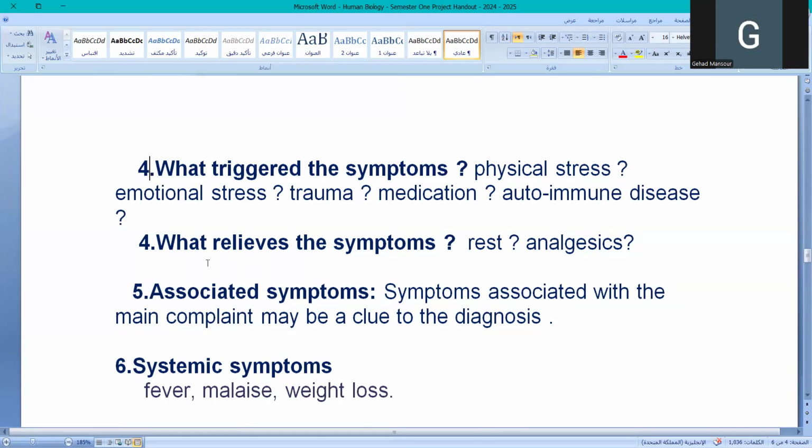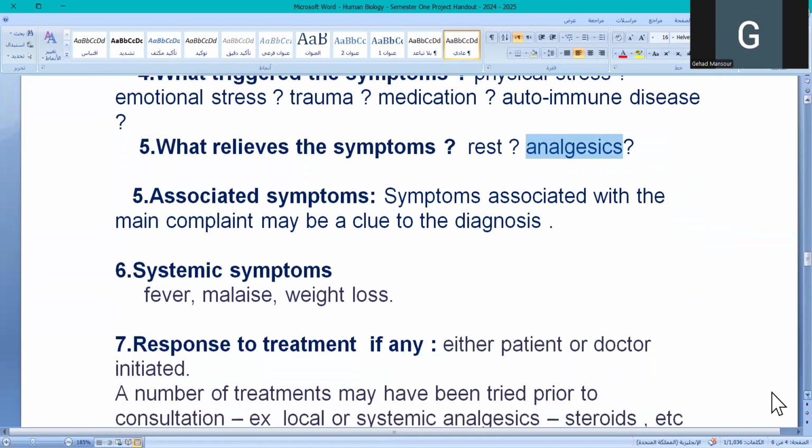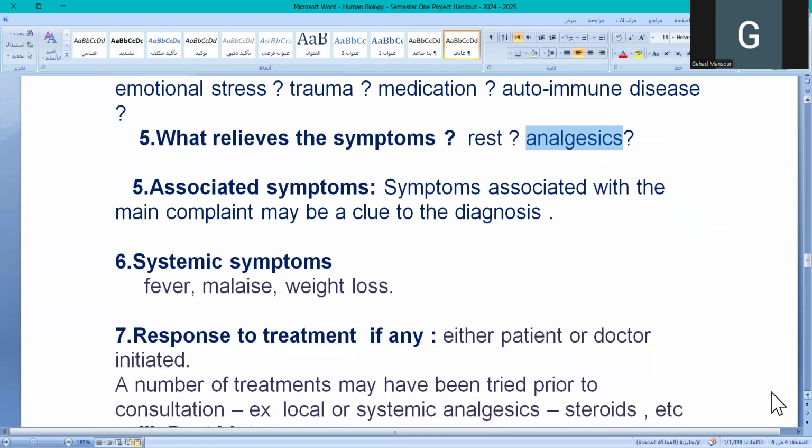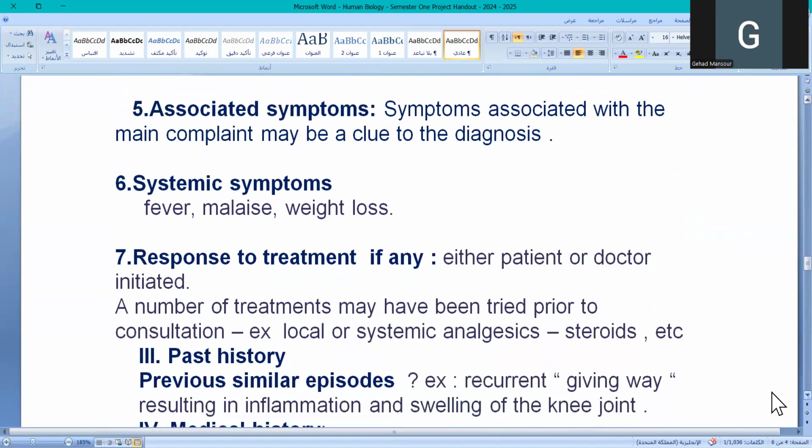of the lower limb. Similarly, what relieves the symptoms? Are the symptoms relieved by rest? Are the symptoms relieved by analgesics? And this is important because if the symptoms are not relieved by rest nor by analgesics, this might give you an indication of the severity of the disease.